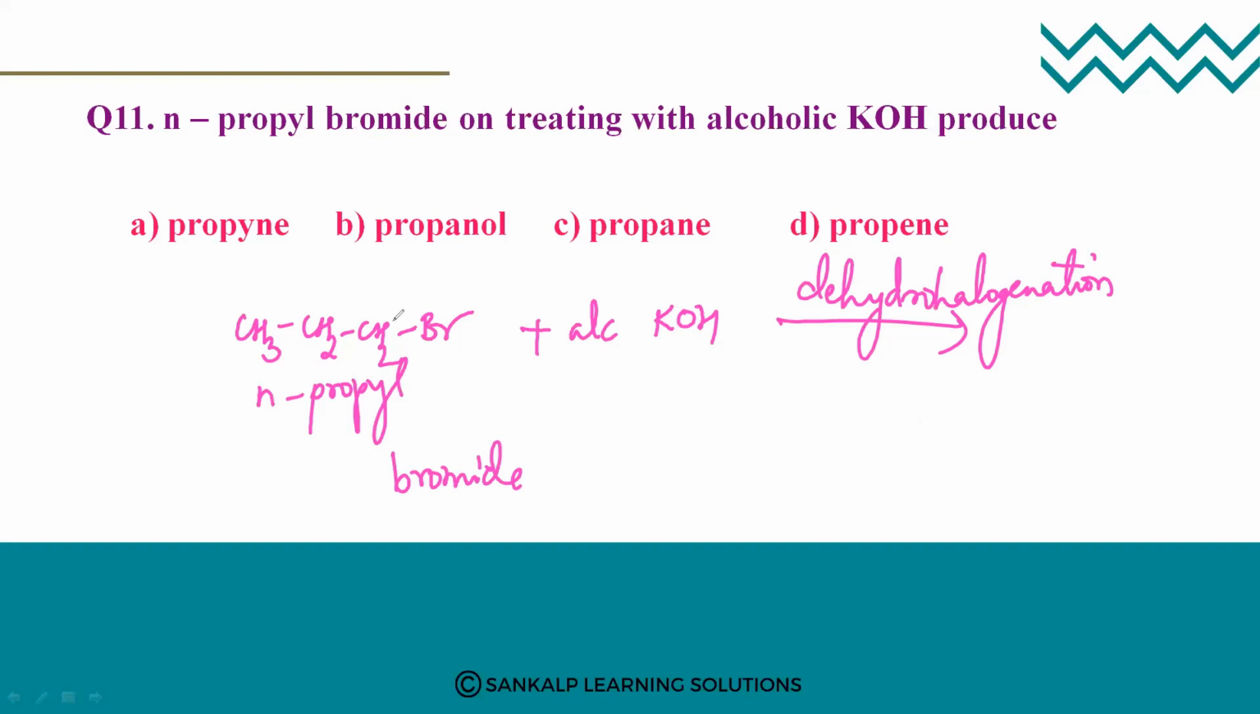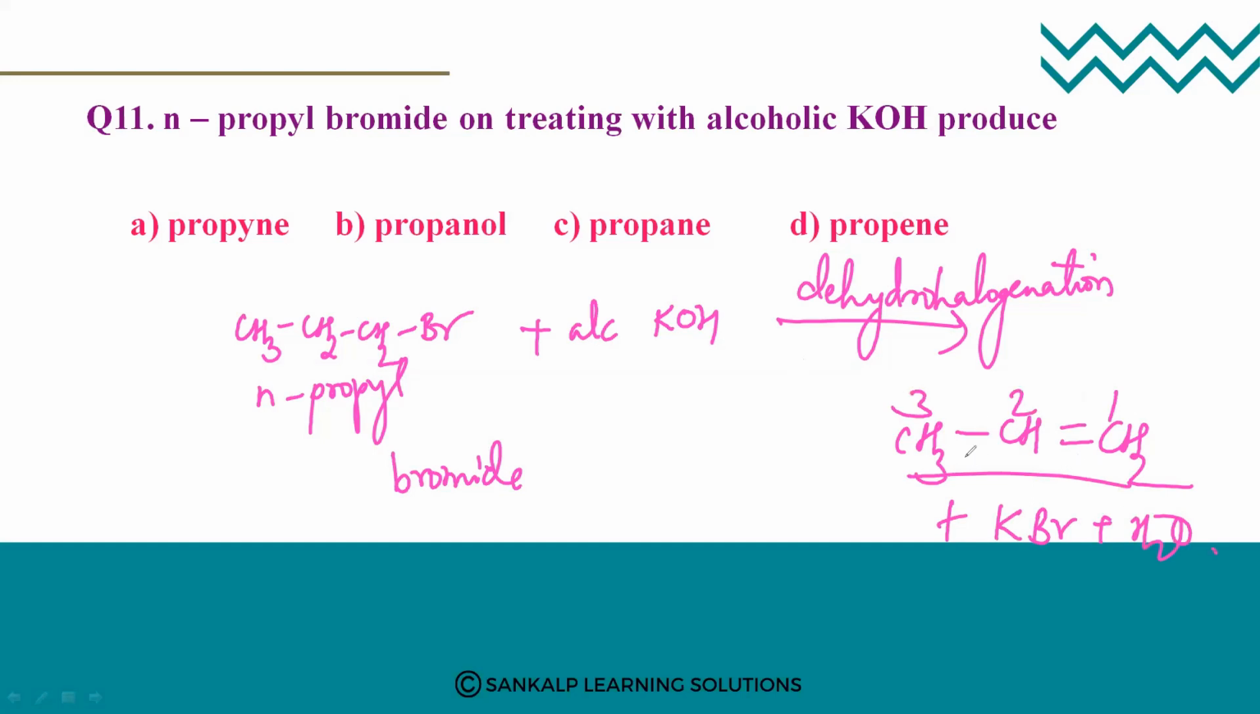So alpha and beta. It will form CH3, CH double bond CH2. It will undergo alpha-beta elimination. This will be the product which is obtained, along with KBr and water. So this is the reaction. What is the name of this? 1, 2, 3, it is propene. So option D, propene, is the correct answer. We'll go for the next one.